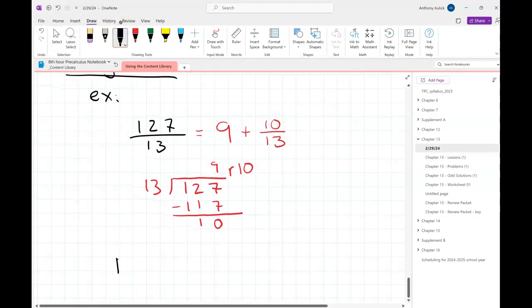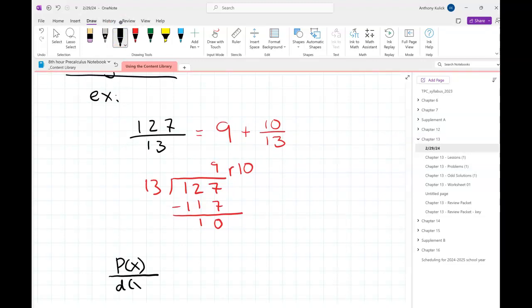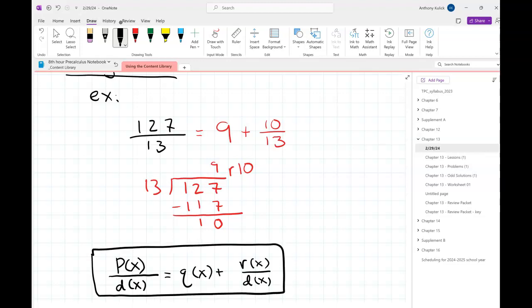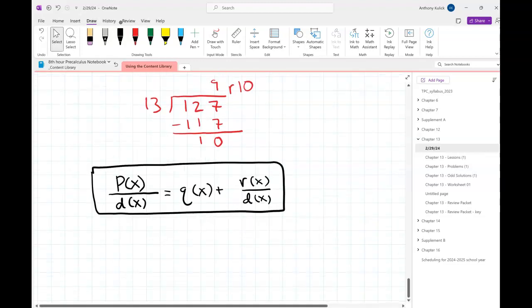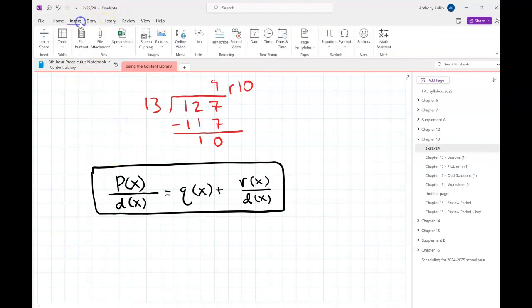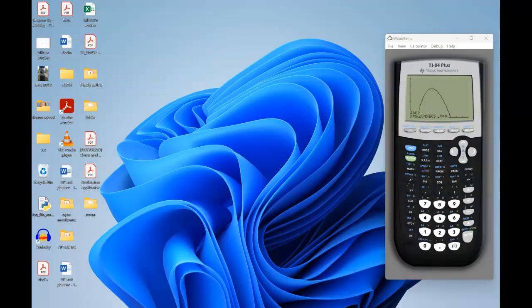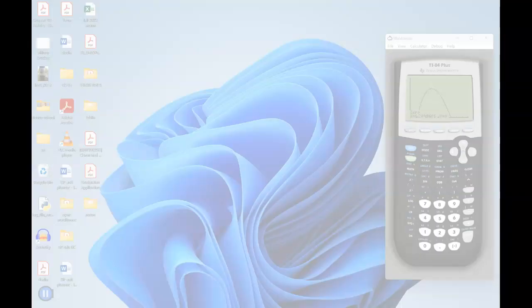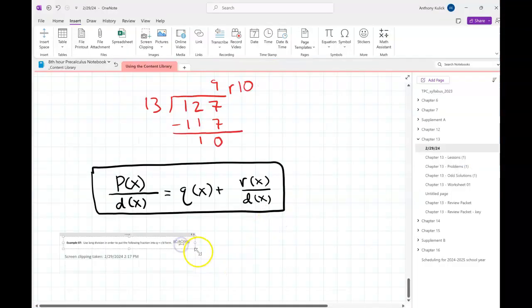We can do the same thing with polynomials. So if I take some polynomial p of x and divide it by d of x, I can write that as a quotient plus a remainder over the divisor. Let's do an example of that process. This is something you would have done last year in your Algebra 2 class, or maybe are currently doing in your Algebra 2 class if you're co-seated.